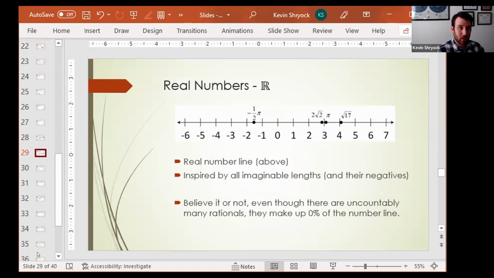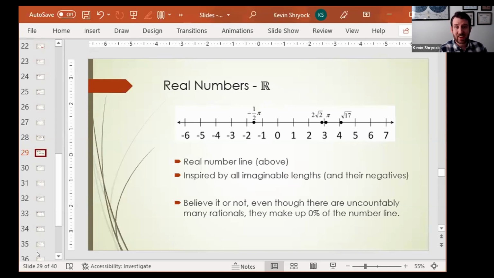The number line is our primary method of being able to represent all of the naturals, all of the integers, all the rationals, and all of the irrationals together. This is a collection that you can think of as the positive and negative lengths. So if you can imagine it as a length, then it is something that belongs on the real number line, and its negative counterpart.